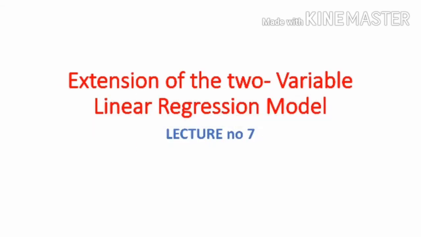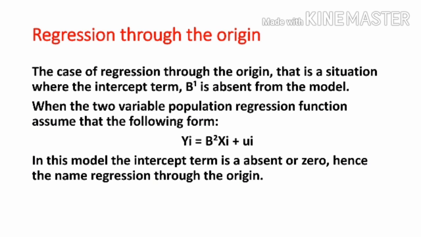Assalamualaikum. My next and new topic, the extension of the two variable linear regression model, lecture number 7. Regression through the origin. The case of regression through the origin is the situation where the intercept term beta 1 is absent from the model.